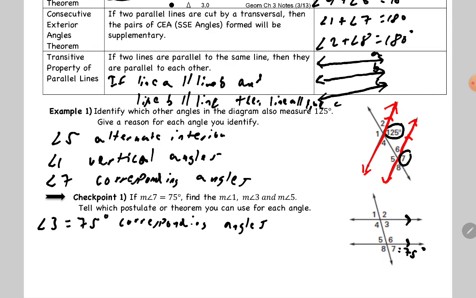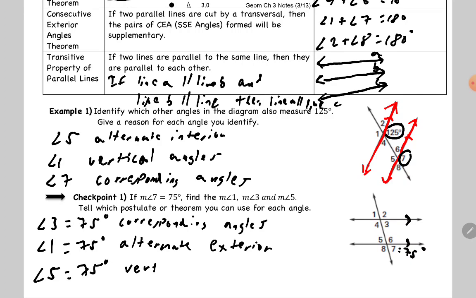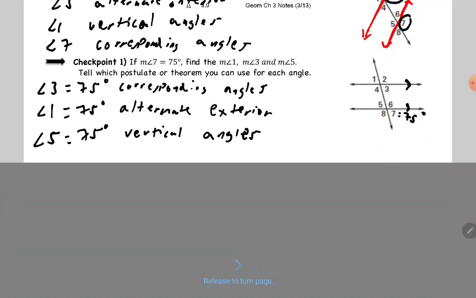Angle 1 is also 75 degrees because those are alternate exterior. And then angle 5. Angle 5 is equal to 75 degrees because of vertical angles. Okay. Let's move on to the next page.